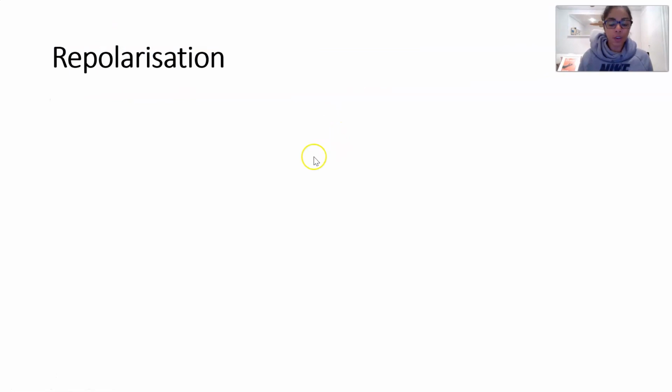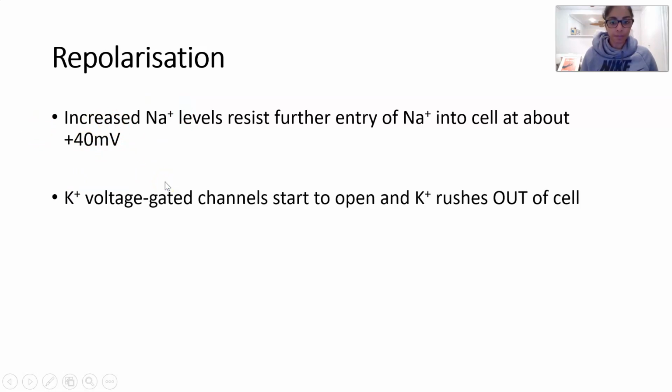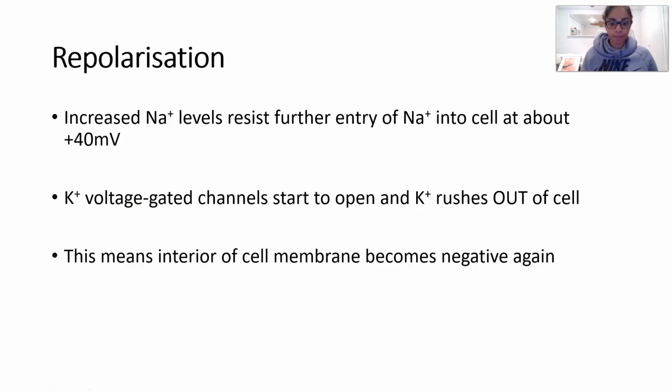Now that we've reached the peak of our depolarization, we now have to repolarize. So an increase in sodium ion levels makes the membrane resistant to any more sodium entering the cell, and this normally happens around that plus 35 to plus 40 millivolt level. This is where we get a switch. So potassium voltage-gated ion channels will start to open, and instead of sodium rushing into the cell, potassium will start to rush out of the cell by diffusion.